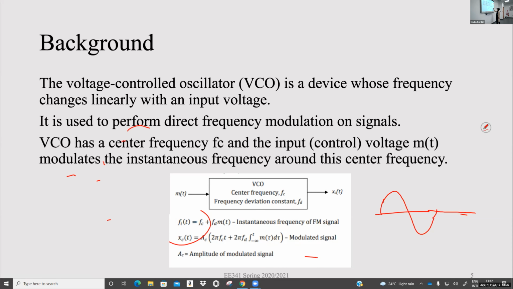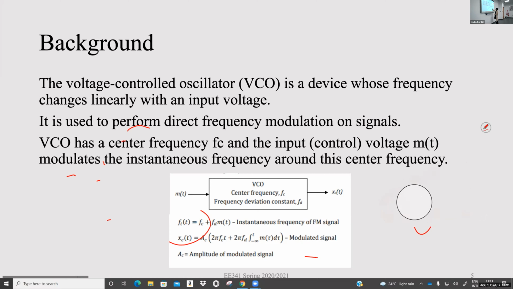According to this, so what is instantaneous frequency? Instantaneous frequency is the frequency at any point. For example, this is my instantaneous frequency, maybe 20 hertz, at that instant, at time t1. At t1, my frequency is 20 hertz. So this is my instantaneous frequency, at a specific instant. So this modulates the instantaneous frequency around the center frequency, as a center frequency across which it will modulate the instantaneous frequency.